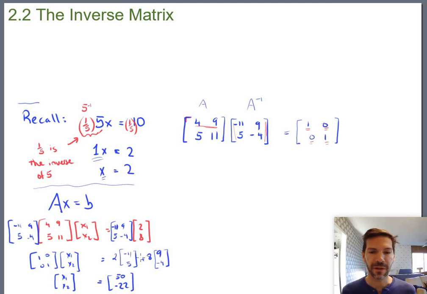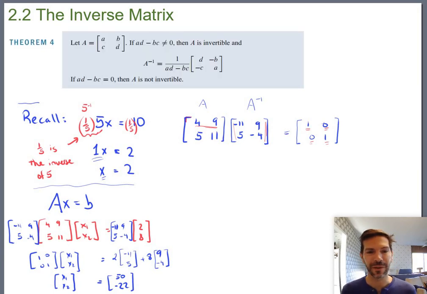For this video, I want to just point out that there's kind of a one-trick pony that only works for the inverse of 2 by 2's. It doesn't work for anything bigger. But let's go ahead and take a look at that one-trick pony. This is Theorem 4.